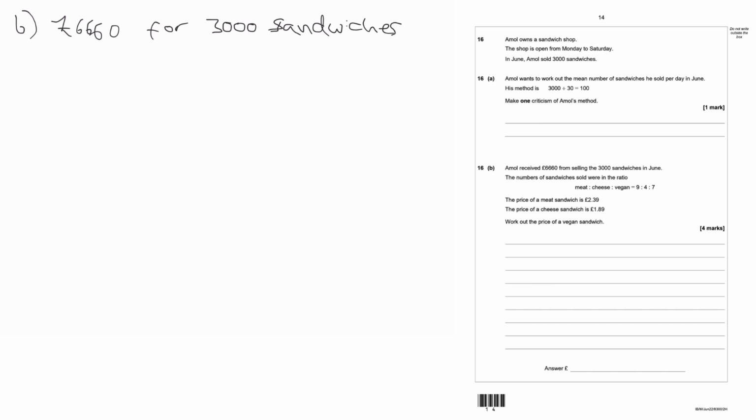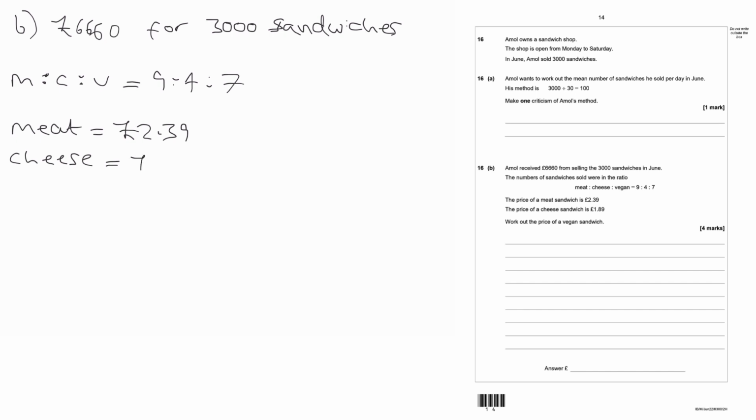We're also told that the ratio of meat to cheese to vegan is 9 to 4 to 7. Again, I can't apologise enough for how bad this handwriting is. And the price of a meat sandwich is £2.39, and for a cheese it is £1.89. And what we want to know is the price of a vegan sandwich.